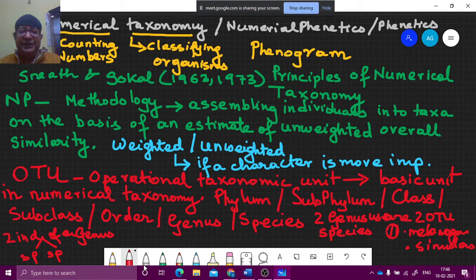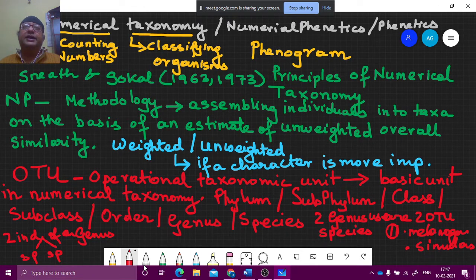But if they have slightly different characters, then they are put in a different species. But genus-wise they are the same. So you basically make a comparison: how similar are they? Say you are studying 10 characters, and all 10 characters are similar. So the ratio 10 by 10 is 1, and so it is 100% similar. So they are placed in the same OTU.